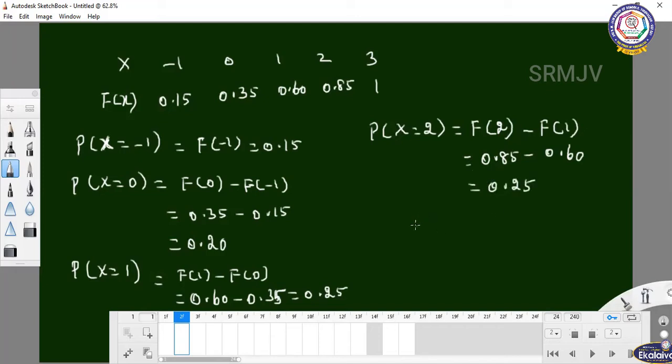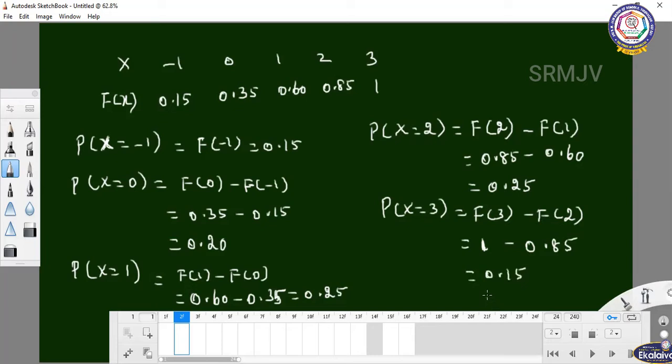Then P of X equal to 3 is F of 3 minus F of 2. F of 3 value is 1 minus F of 2, which is 0.85. So what is the value? 0.15.